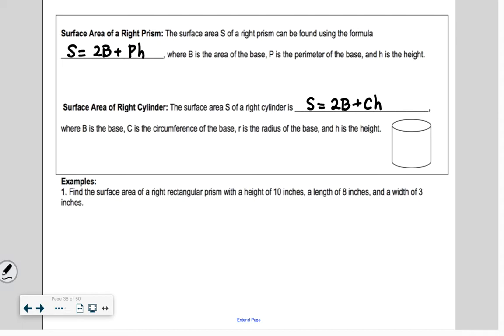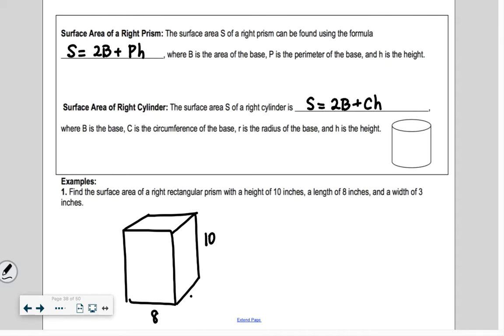So if we have a right rectangular prism, it looks something like that. I know some of you have a struggle drawing those. Poor Ian. So you have a height of 10, a length of 8, and a width of 3 inches. You can do your right side, left side, front, back, top and bottom, and add all those areas together. You can always do that. So don't feel like I'm teaching all this new stuff and you have no idea what these formulas are.